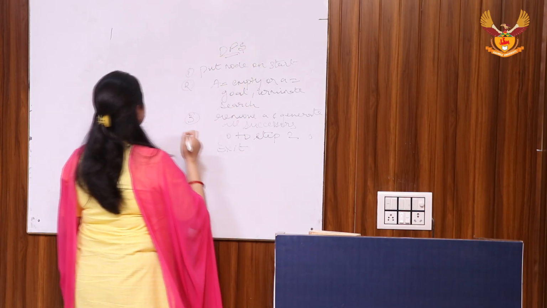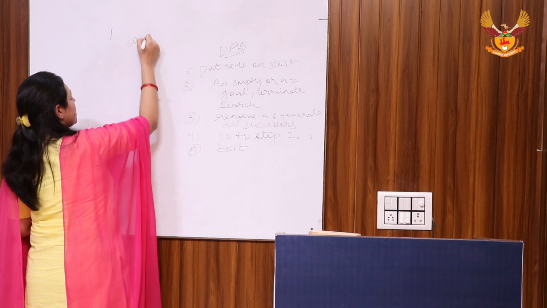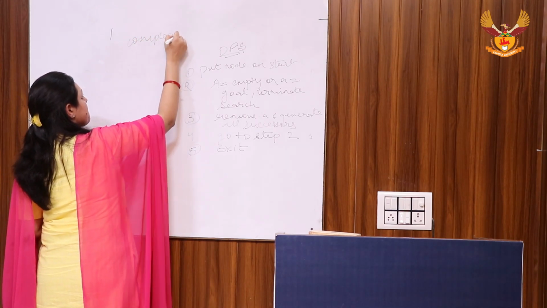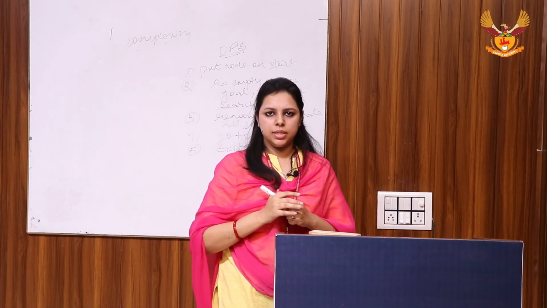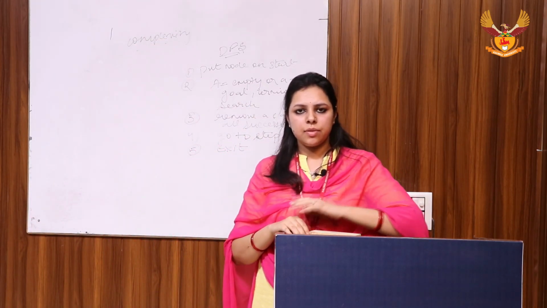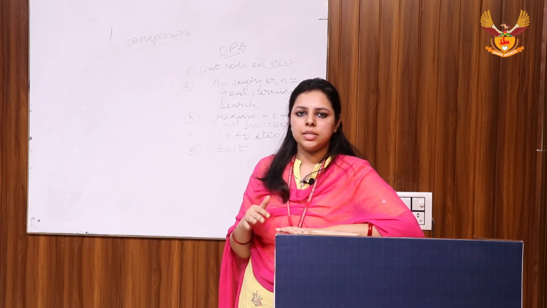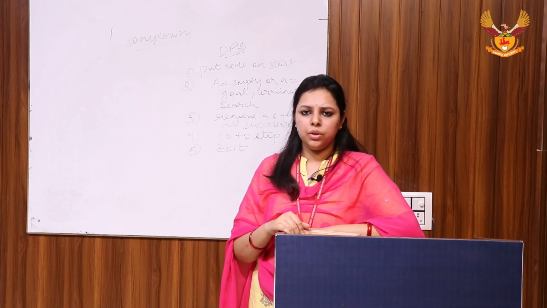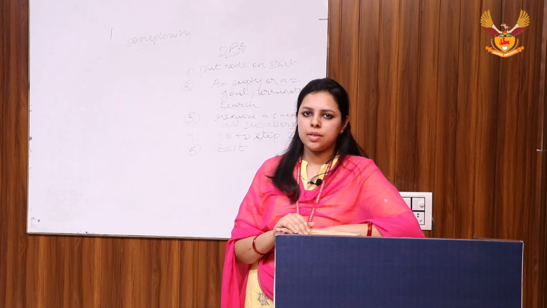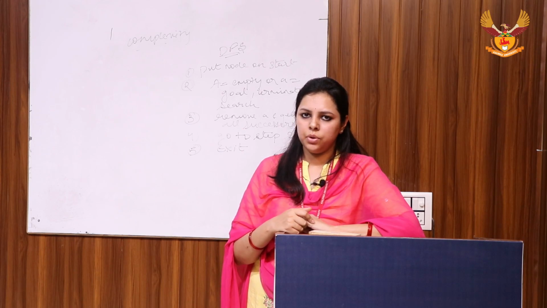Now complexity. There are basically two types of complexity: time complexity and space complexity. Time complexity gives the amount of time required to reach the goal node, and space complexity is the memory needed to reach the goal node.